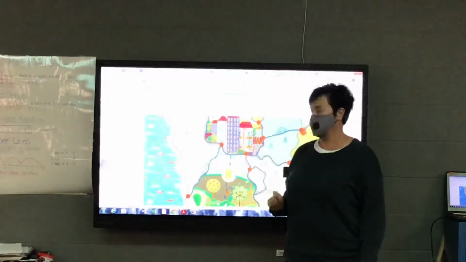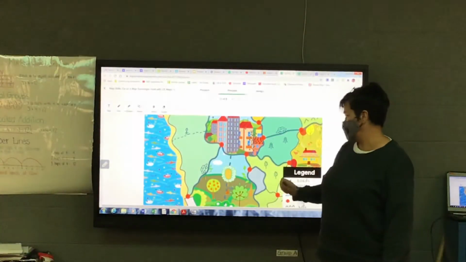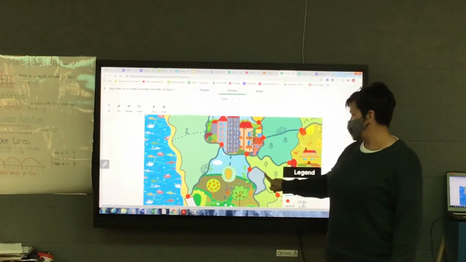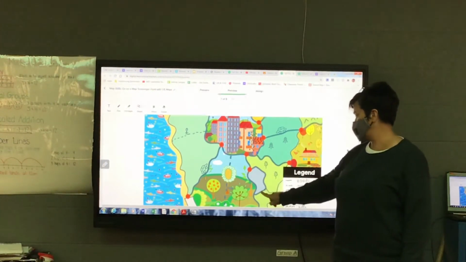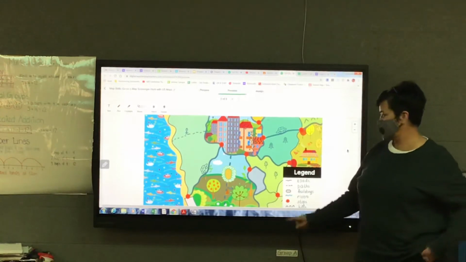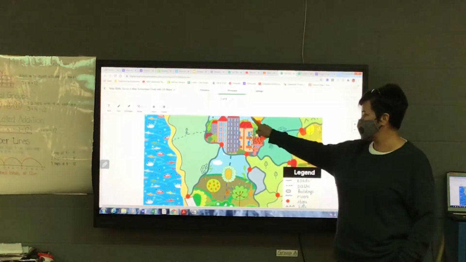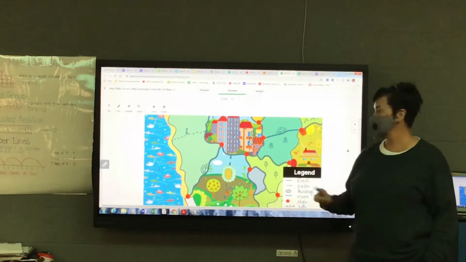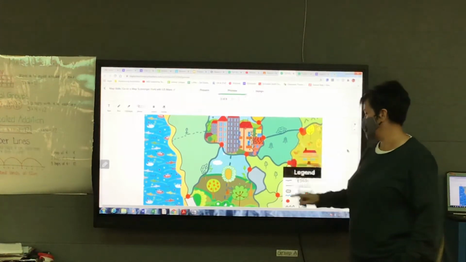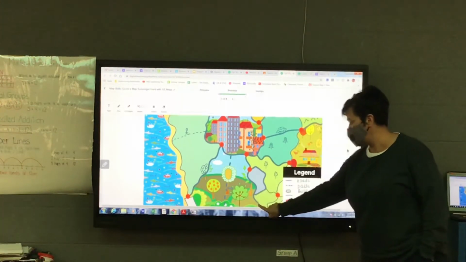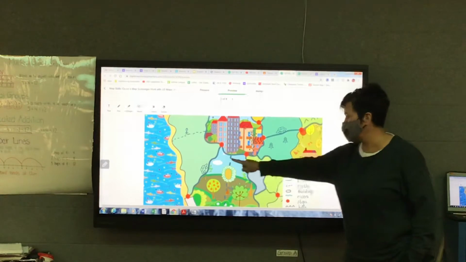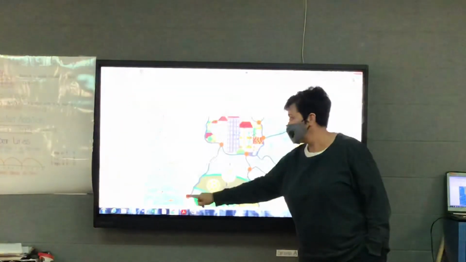Okay, is this a road? Is this a road? Yeah, those are roads. Is this a road? Yeah. Is this a road? Yeah. What about over here? Yes. Okay.